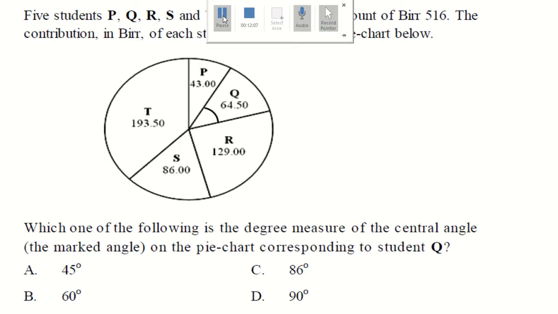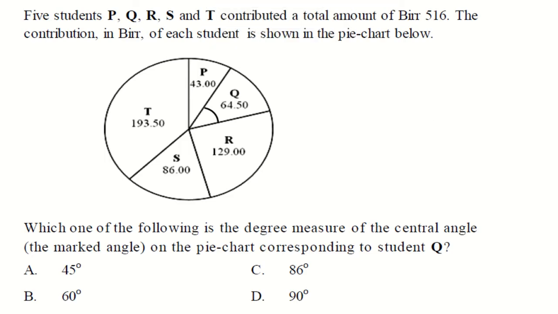Okay, let's continue to the next question. It says 5 students P, Q, R, S and T contributed a total amount of money 516. That is the total contribution, the total money that they contributed. There are 5 students P, Q, R, S, T, in BRR. Which one of the following is the corresponding measure of the central angle on the pie chart corresponding to Q? We are looking for this angle. Each of them is already given to you in BRR.